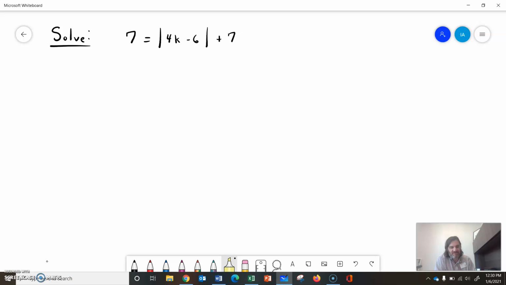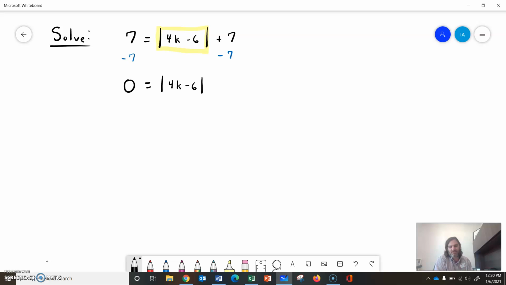So as I've tried to get you to do, we want to try and get the absolute value part by itself before we do anything else. So I'm going to move this 7 from the right-hand side over to the left. This turns out really interesting because when we do that, we get 0 on the left. So that's 0 equals the absolute value of 4k minus 6.